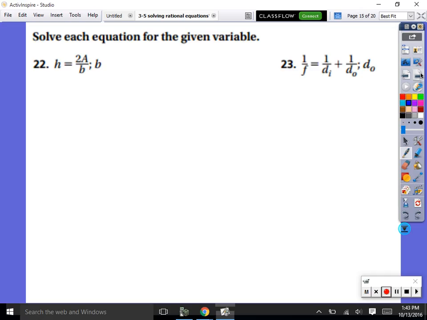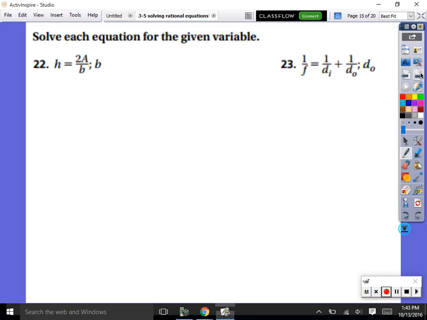So these are what are called literal equations, and you will see these on ACTs. A literal equation just means given an equation, solve for any variable I tell you to solve for. So couldn't we use algebra and solve for B? Couldn't we use algebra and solve for A? Okay, so that's just what it's doing. So let's do number 22. Let's use the correct, you have to use correct algebra.